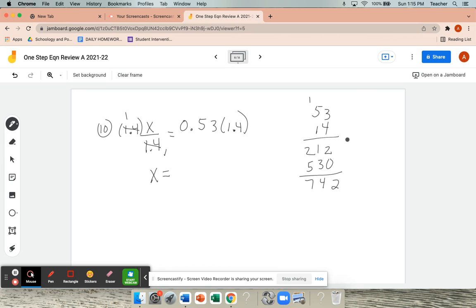But now let's see where the decimal point has to be. We have 1 space there, 2, 3 spaces. So we need to come back 1, 2, 3. 0.742, sorry. And that is our answer. Remember, when you multiply decimals, multiply the whole numbers, and then add the decimal point at the end. And that is a review of one-step equations.